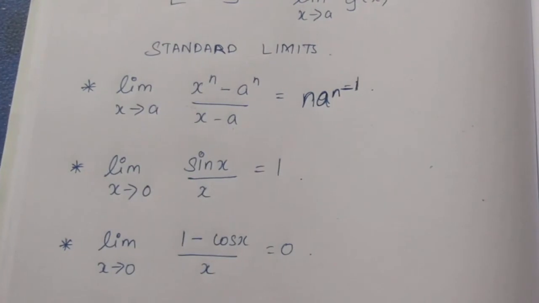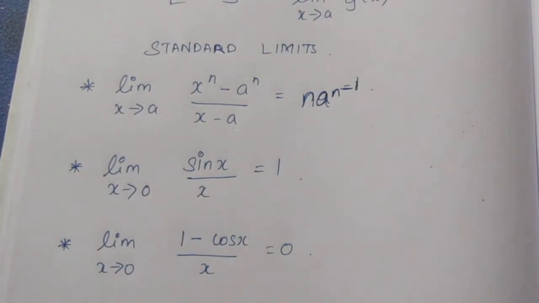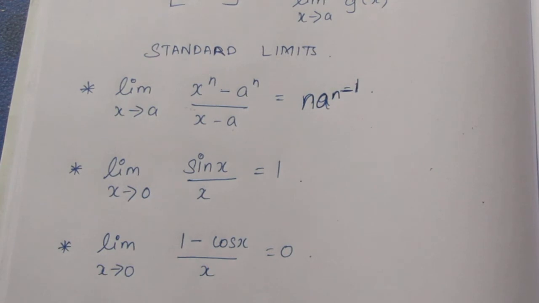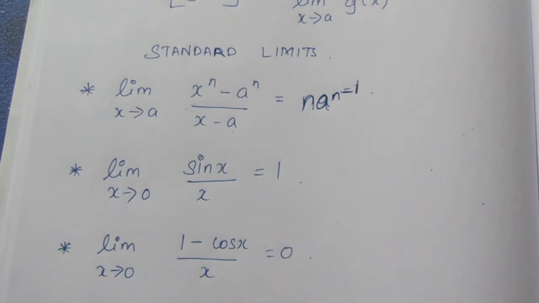These are the standard limits. The first one is very important. Usually you will get it in the sums. Limit x tends to a, x power n minus a power n by x minus a is equal to n a power n minus 1. So it is n a power n minus 1.